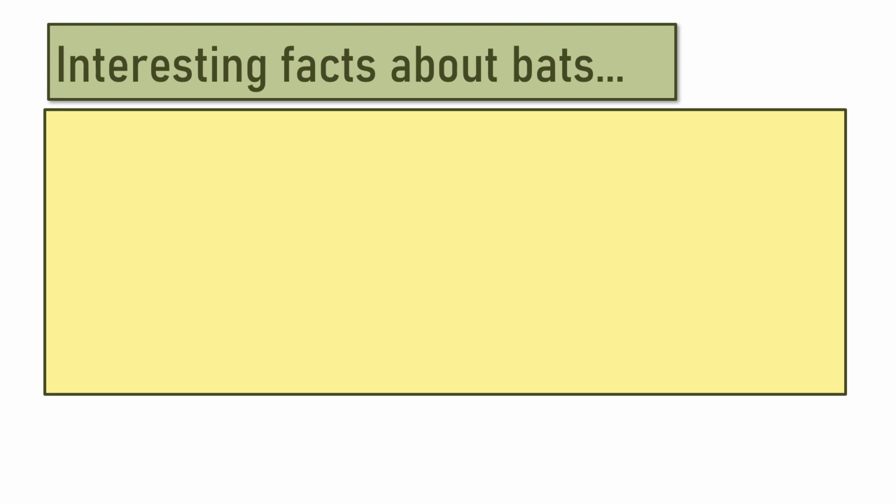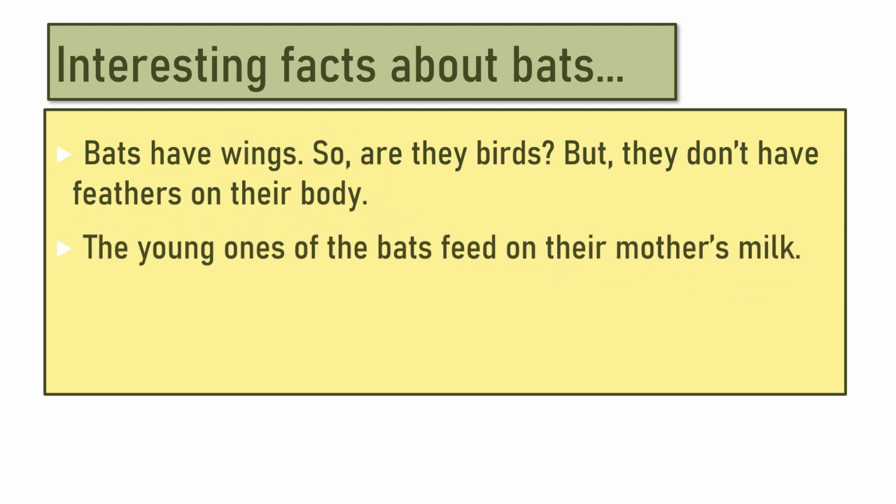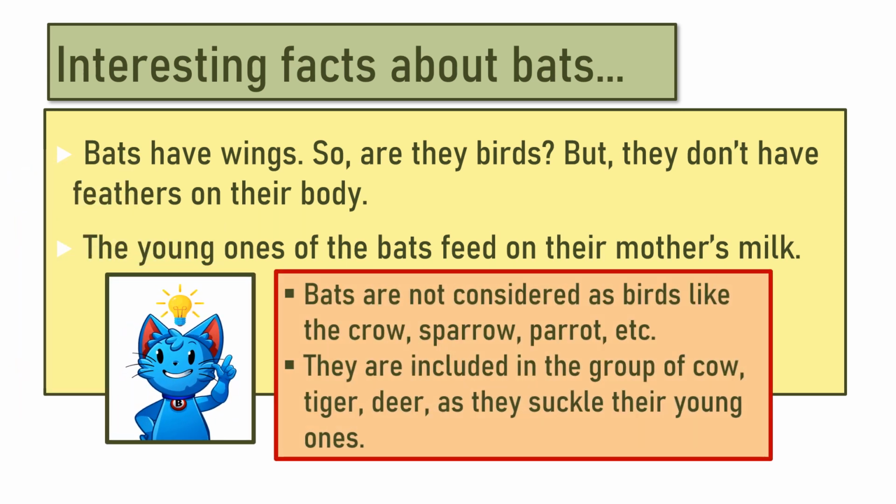Another interesting animal is a bat. Let's see some of its characteristics. Bats have wings. So are they birds? But they don't have feathers on their body. The most important characteristic of bats is that the young ones of the bats feed on their mother's milk. What does that mean? Bats are not considered birds like the crow, sparrow, or parrot. They are included in the group of cow, tiger, and deer as they suckle their young ones. That means bats are mammals.